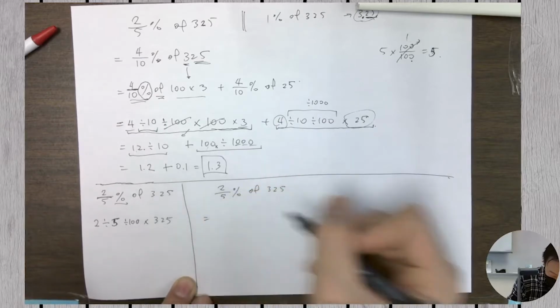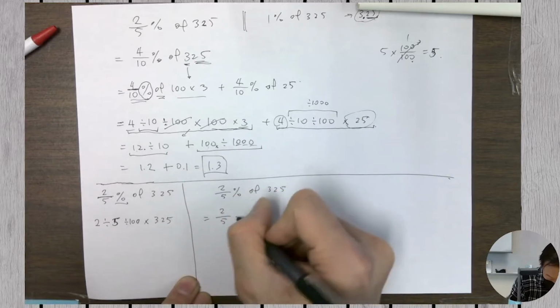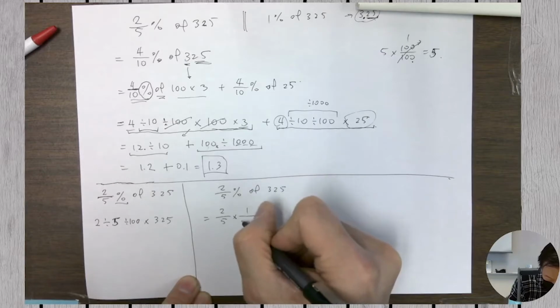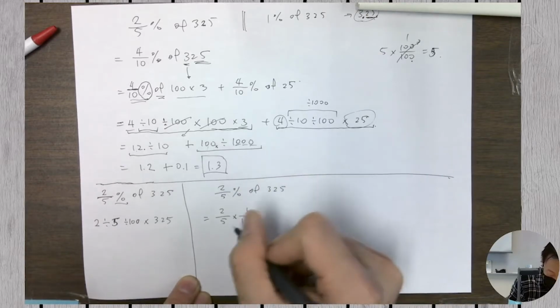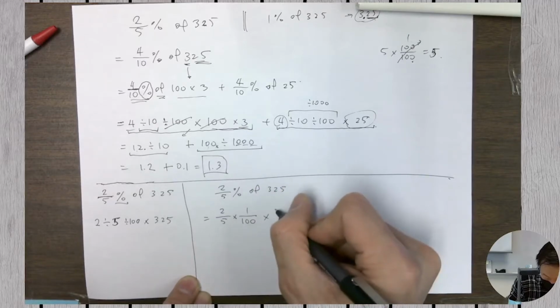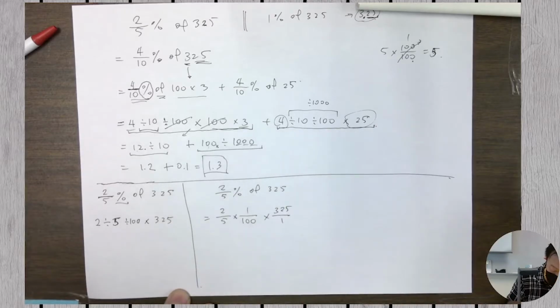325 is equal to 2 over 5 times divide by 100. It's the same as times by 1 over 100, see, 1 divided by 100. I'm still dividing by 100, times 325. 325 is the same as 325 over 1. I'm writing everything as a fraction.